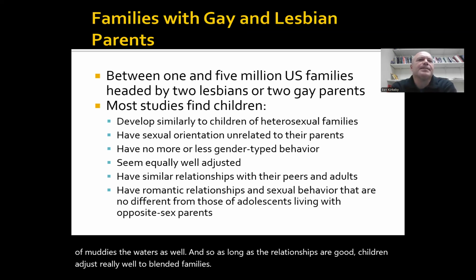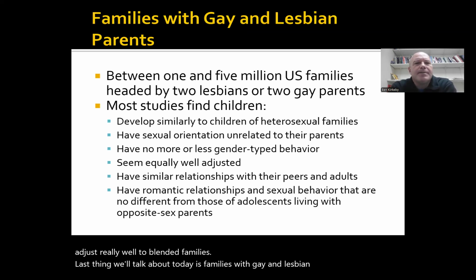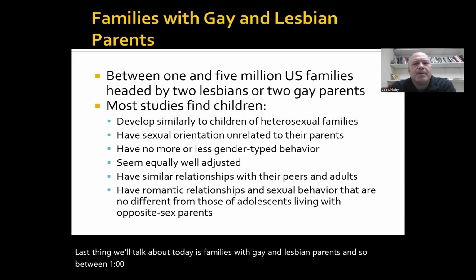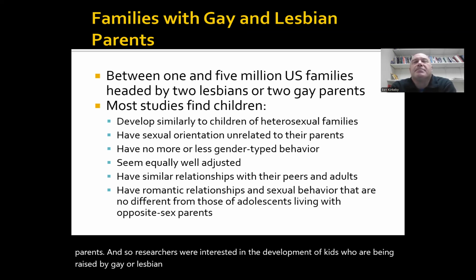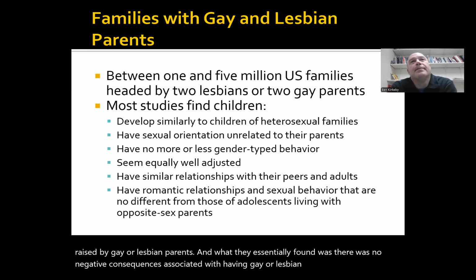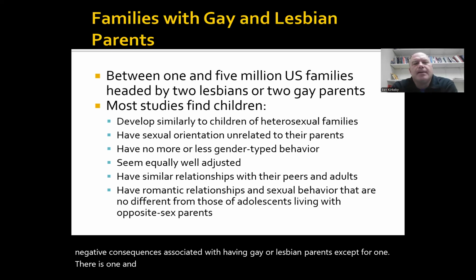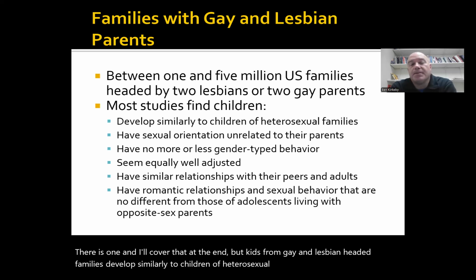The last thing we'll talk about today is families with gay and lesbian parents. Between 1 and 5 million US families are headed by two lesbian or two gay parents. Researchers were interested in the development of kids who were being raised by gay or lesbian parents, and what they essentially found was there were no negative consequences associated with having gay or lesbian parents, except for one. I'll cover that at the end. But kids from gay and lesbian headed families develop similarly to children of heterosexual families. Their sexual orientation is unrelated to their parents'.